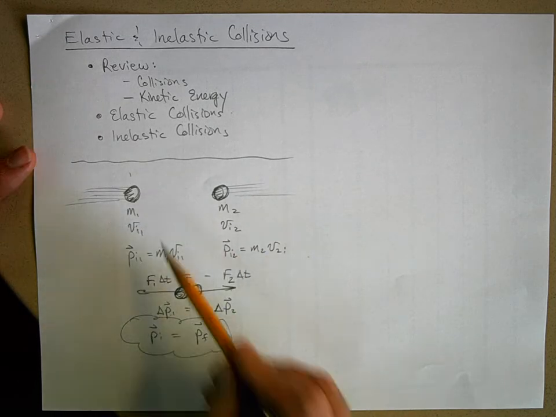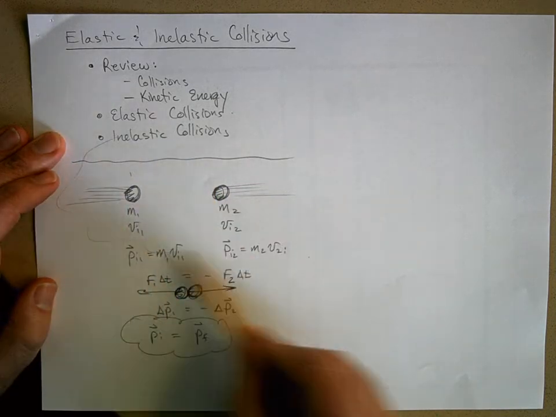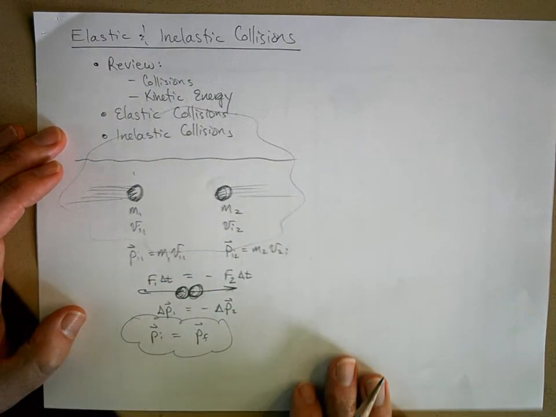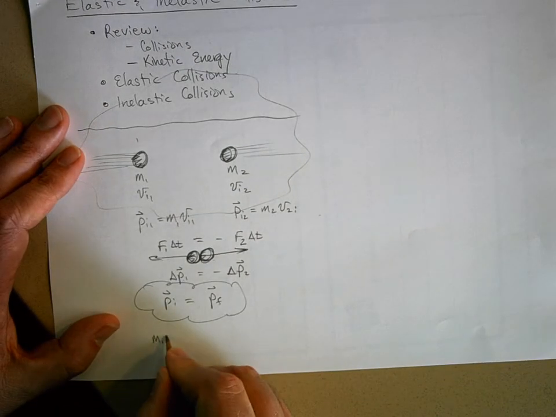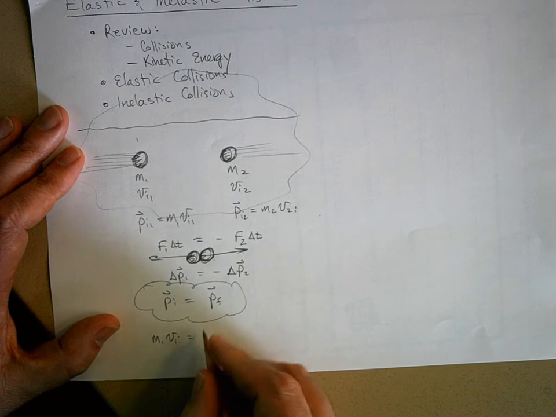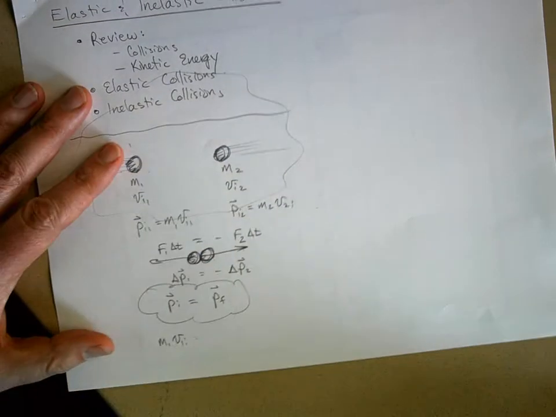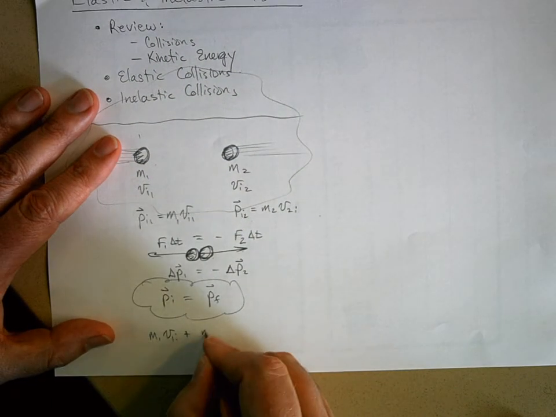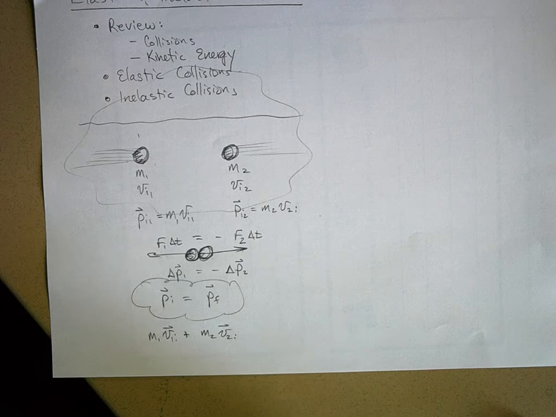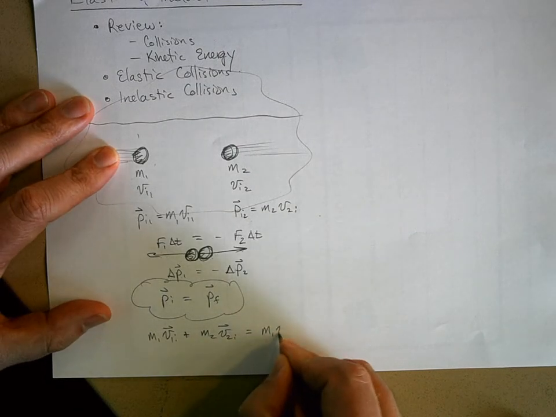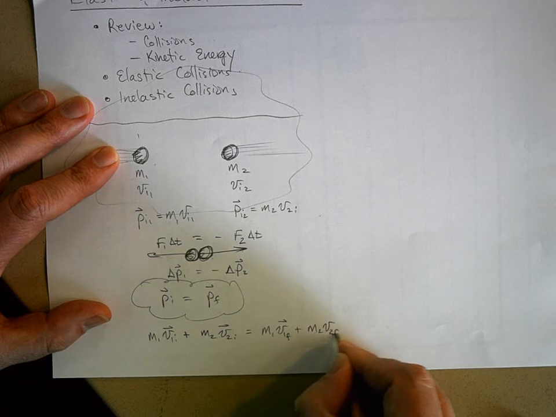So if object 1 and object 2 are in your system, and we're going to isolate these from the rest of the universe, you would start here and say, m1 v1 initial plus m2 v2 initial, when they fly apart, will be equal to m1 v1 final plus m2 v2 final.